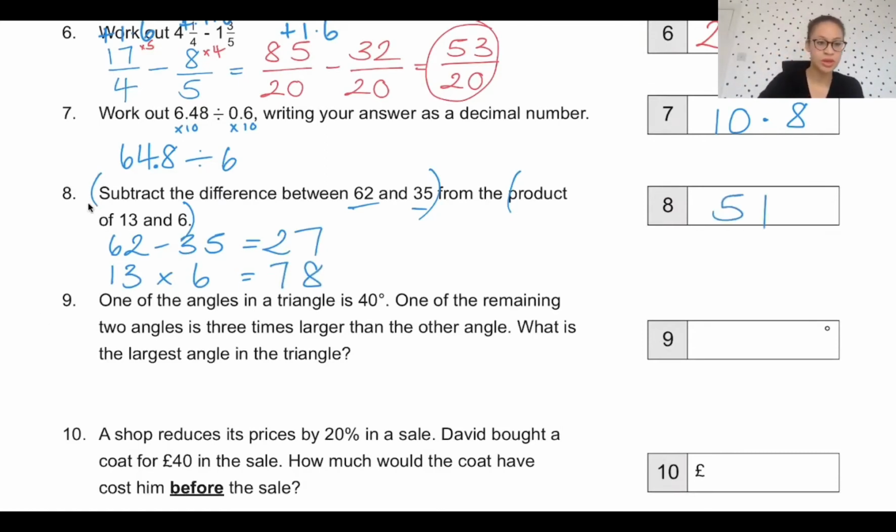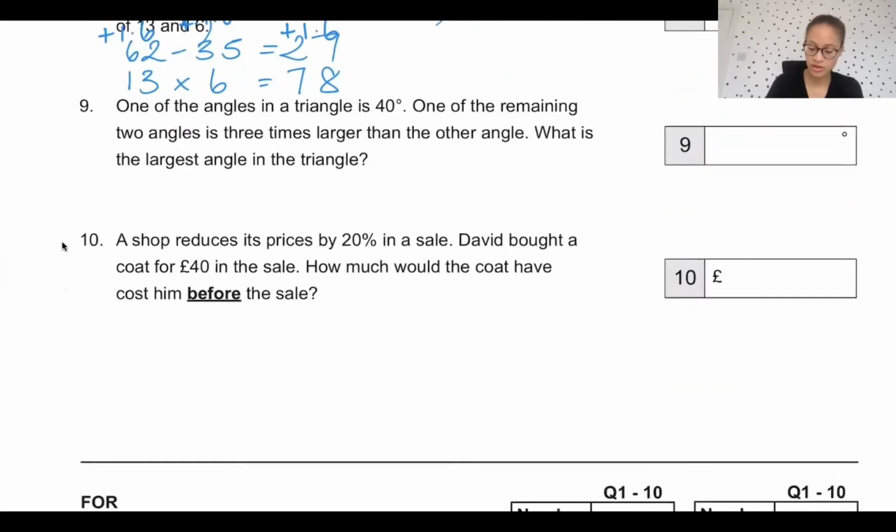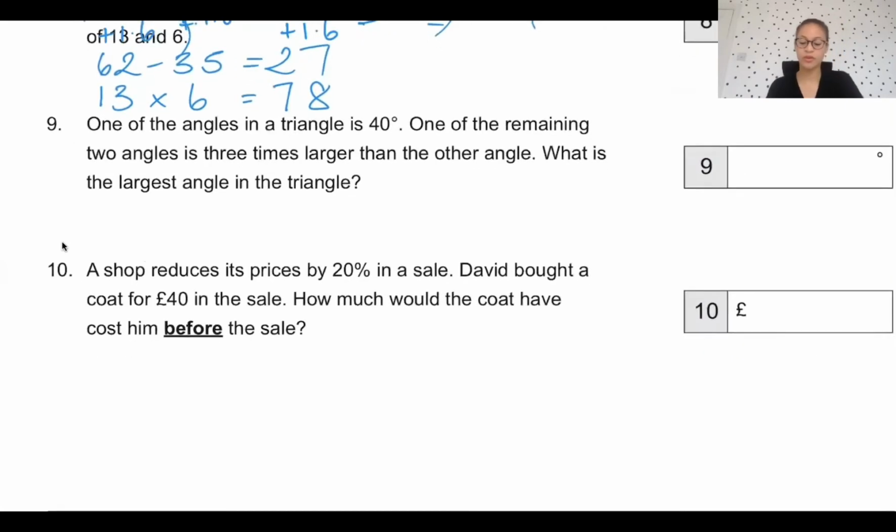Well done. Next one. One of the angles in a triangle is 40 degrees. One of the remaining two angles is 3 times larger than the other angle. What is the largest angle in the triangle? First thing we need to remember here is that the angles in a triangle add up to what? What do the angles in a triangle add up to? 180 degrees. Okay, remember we're using chat today. So 180 degrees is what the angles add up to.